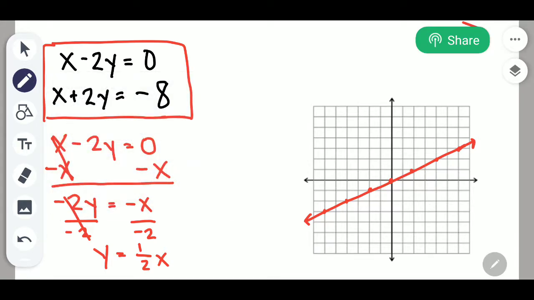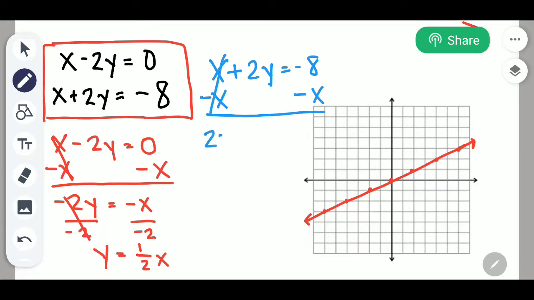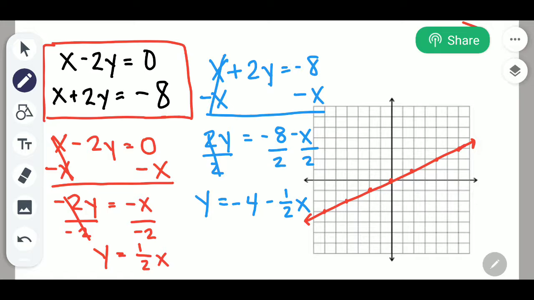Okay, so now let's look at our second equation. It is x plus 2y equals negative 8. So again, we can solve for y, get y by itself, undo our x value. And this is a little bit of a blast from the past because we all know how to do this. So 2y equals negative 8 minus x. Last step, get y by itself, divide everything by 2. And we get y equals negative 8 divided by 2 is negative 4, negative 1/2 x.